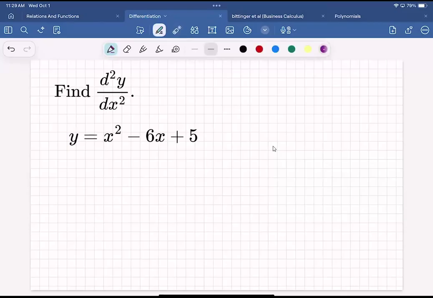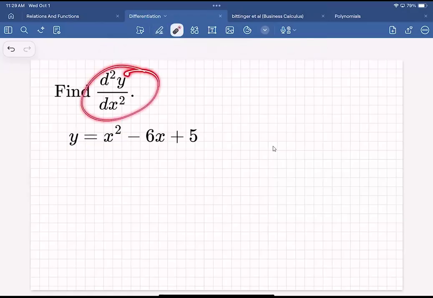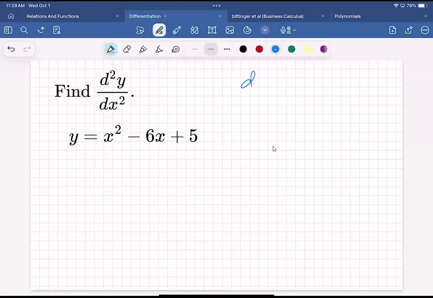Now, as far as what you're going to see moving forward, we have to be prepared for the 2 different notations, right? So we looked at function notation. Here's our Leibniz notation. This is what we're going to use to represent not the first derivative, but the second derivative. So what you're seeing here is d dx of dy dx. I have a derivative, and I'm going to take another derivative of it.